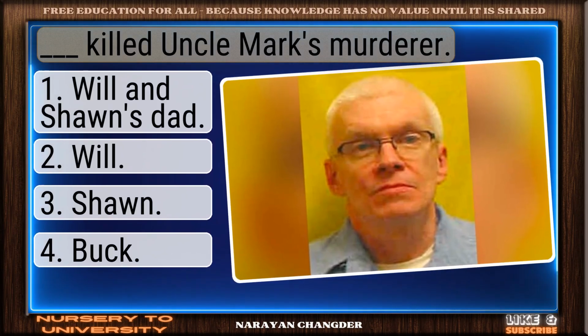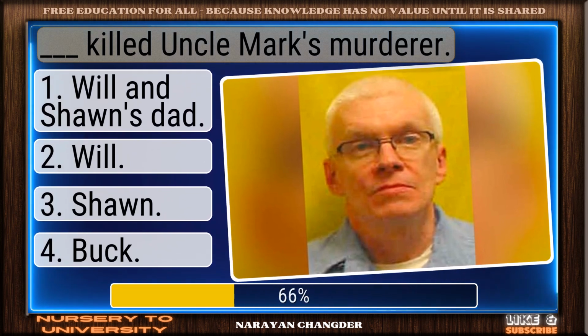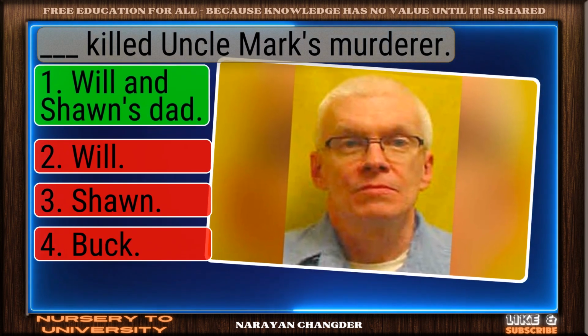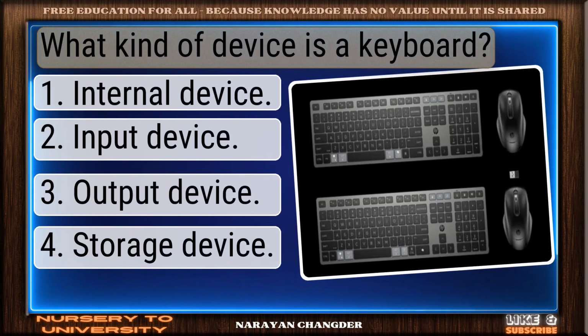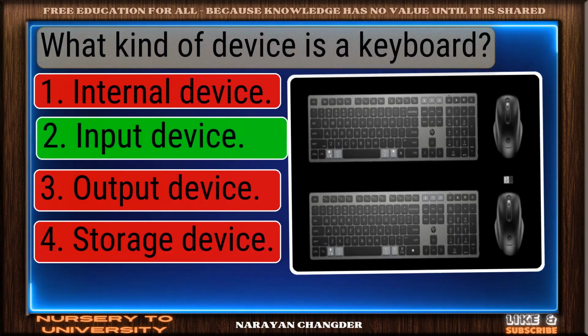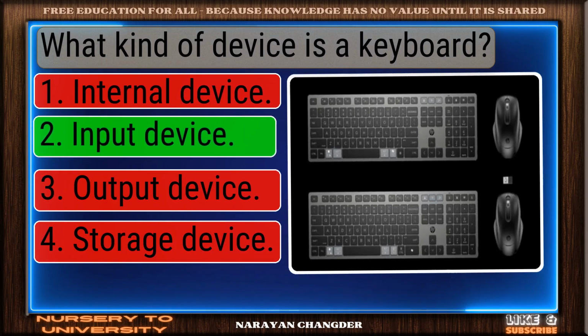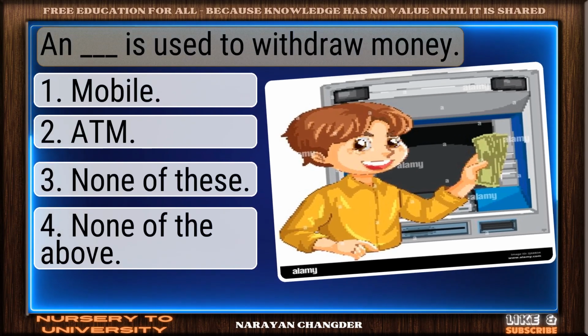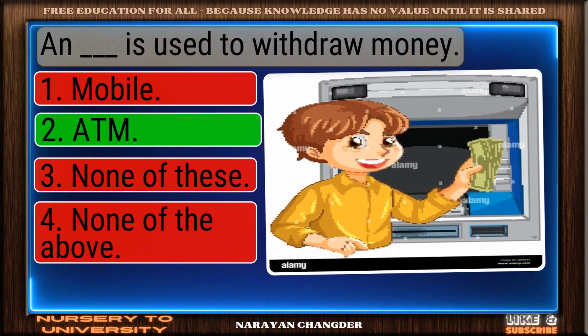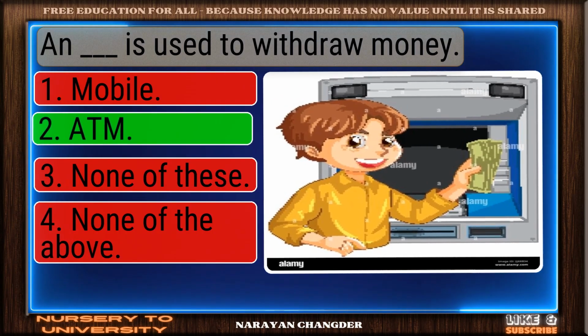Dash killed Uncle Mark's murderer? Great thinking. Will and Sean's dad is right. What kind of device is a keyboard? Well done. Input device is right. And dash is used to withdraw money. Strong choice. ATM is right.